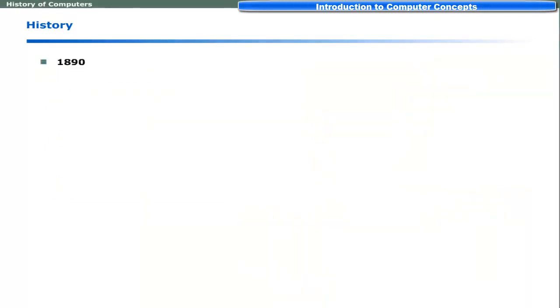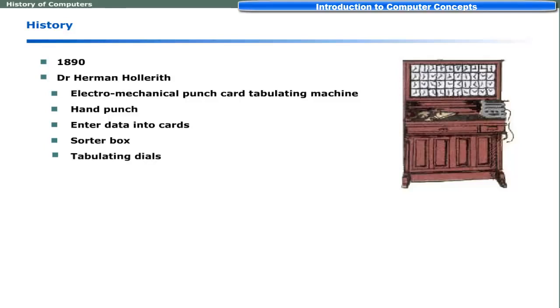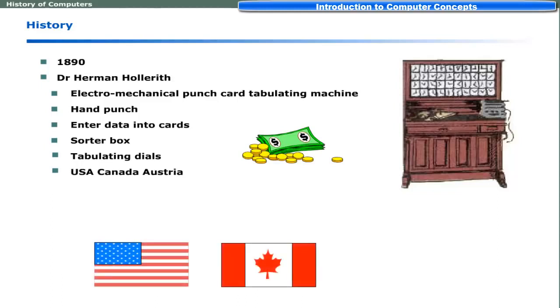During 1890, Dr. Herman Hollerith developed the first electromechanical punch card tabulating machine. Hand punch was used to enter data into cards. A sorter box was used to read and sort these cards. The output was summarized on tabulating dials. Hollerith earned handsome income by leasing his machinery to the governments of the USA, Canada, Austria, and others. His invention led to the concept of modern data processing.